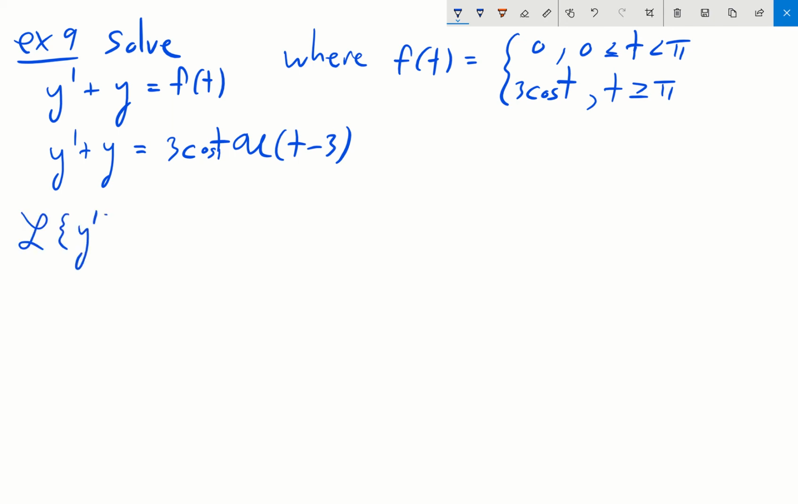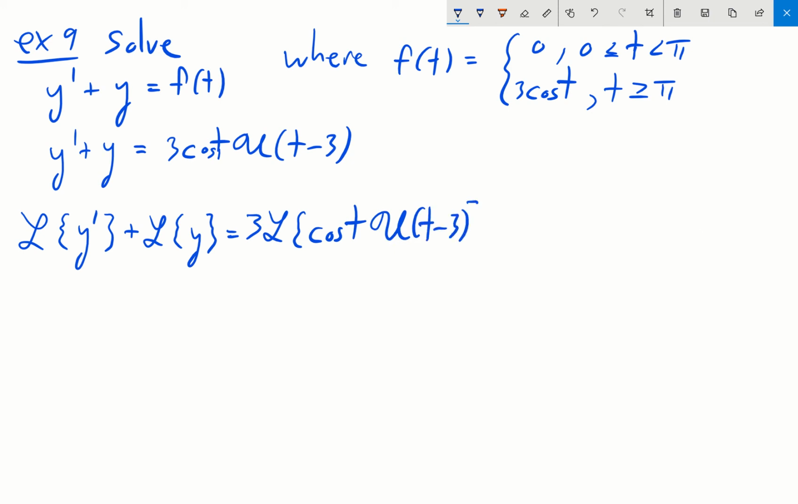We know that the Laplace transform is linear, so I'm going to skip a step and just go ahead and apply it to each term individually, factoring out constants as we go. So we get to this. We recall using our previous Laplace theorems that the Laplace transform of y prime is s times y of s minus y of 0.